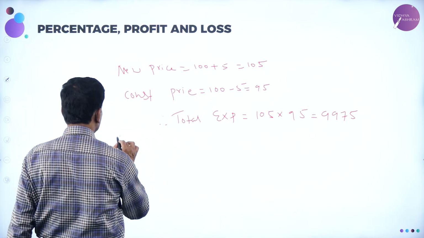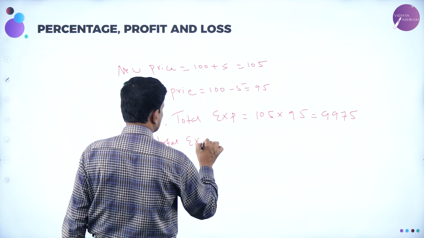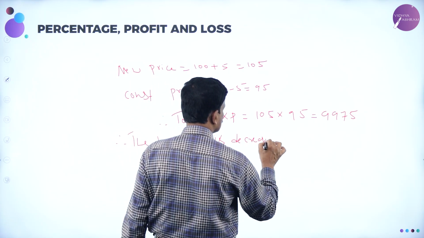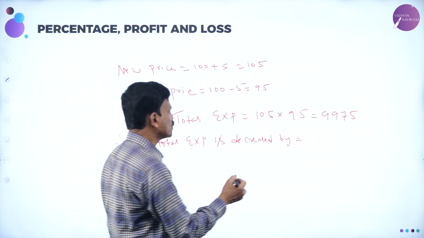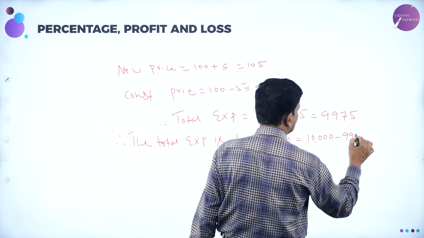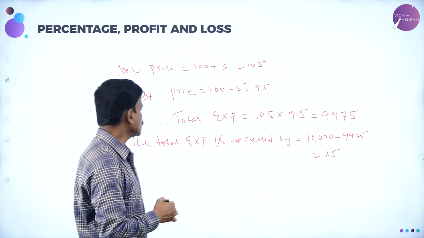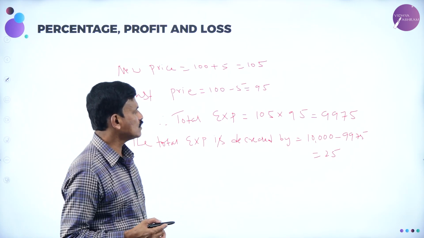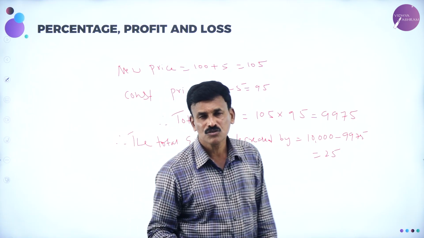So the total expenditure is decreased by, what is the previous expenditure? 10,000. This 10,000 minus 9,975. What is this equal to? 25. So the total expenditure is decreased by 10,000 minus 9,975, which is equal to 25. Now just calculate the percentage for this. Hope you followed.